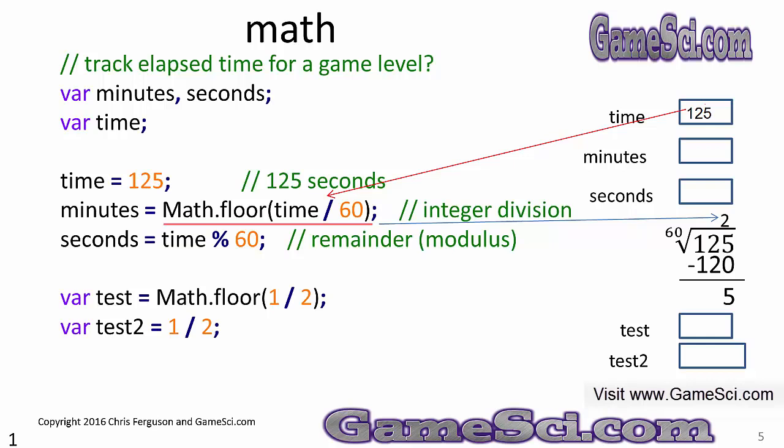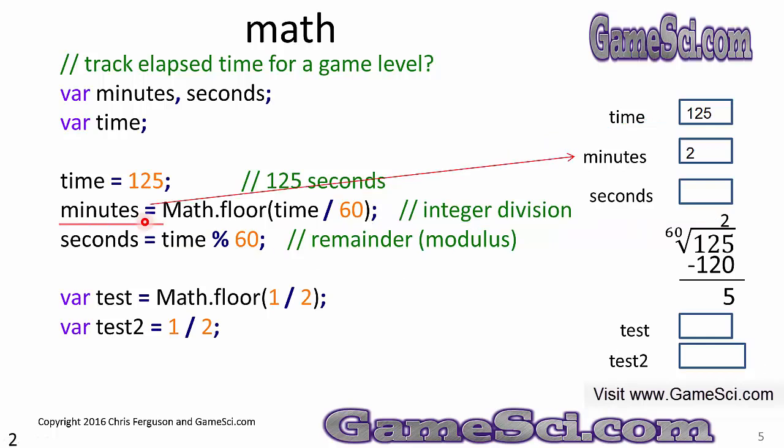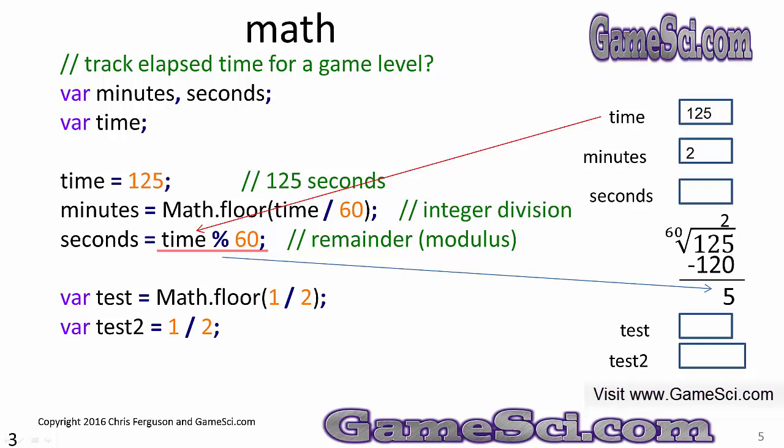Minutes equals Math.floor of time divided by 60 makes sure the result of my division comes out to be the whole number 2 that I want. And you can see when I set minutes equals, it'll be set to 2. Not 2.1, not 2.2, but a solid whole number 2. That's what I want to show to the player on the screen, that they've taken 2 minutes so far. But they haven't taken exactly 2 minutes. They've taken 2 minutes and change. Remember our division showed us that it's taken us 2 minutes plus an extra 5 seconds.